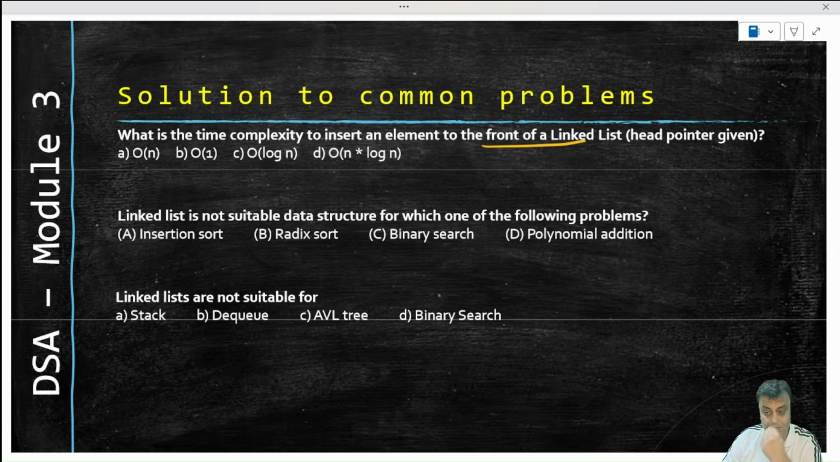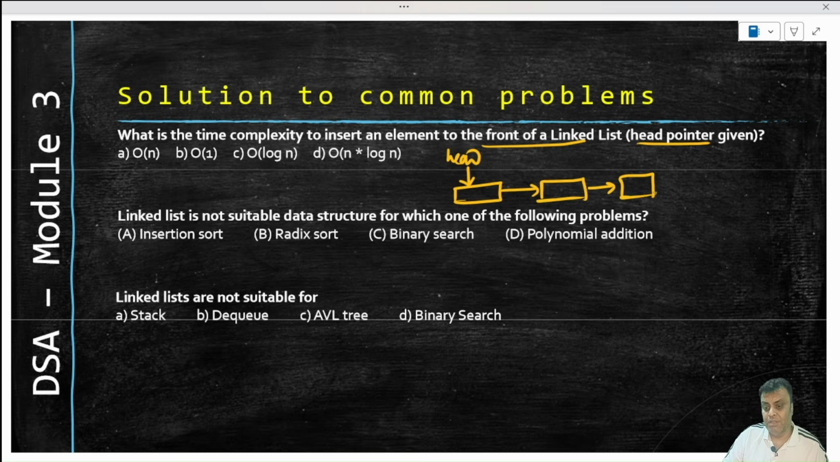If we are inserting an element at the front of a linked list when the head pointer is already given, right? So if we know the head pointer, so head is pointing to an element. Now if we have to insert an element at the front, it means we have to insert it here and head should start pointing here. What do you think should happen?